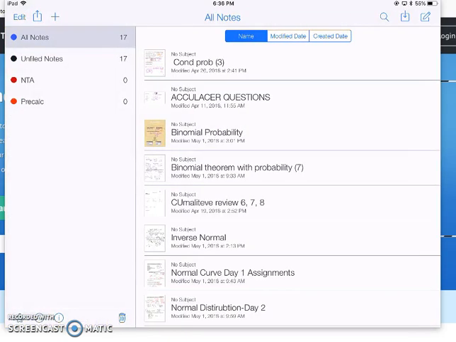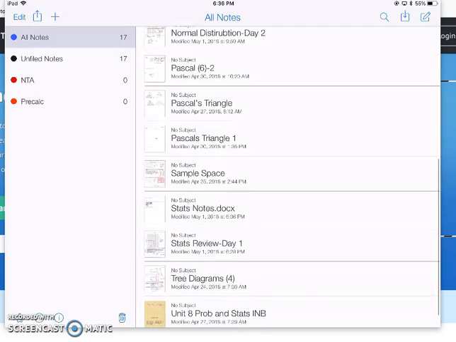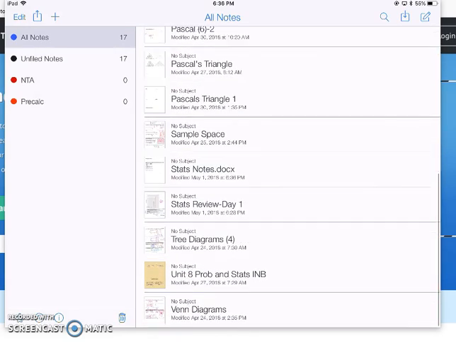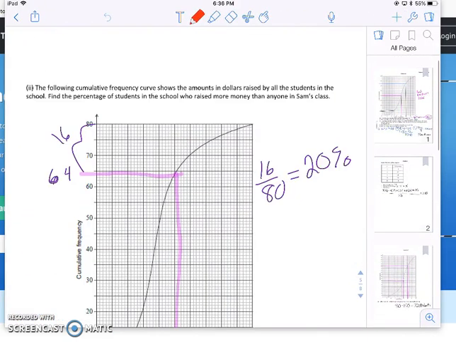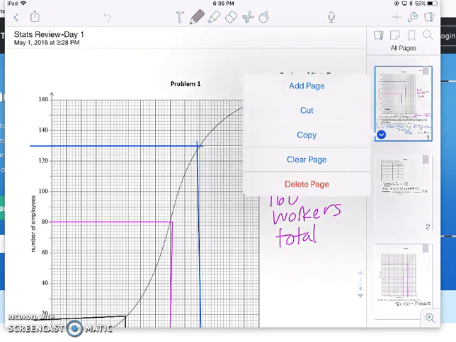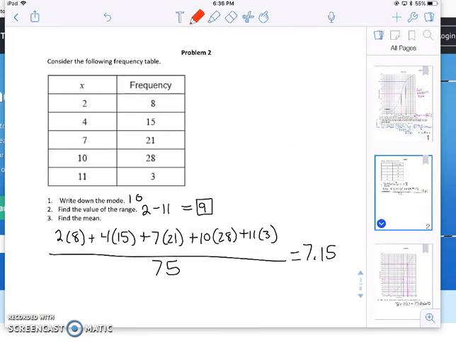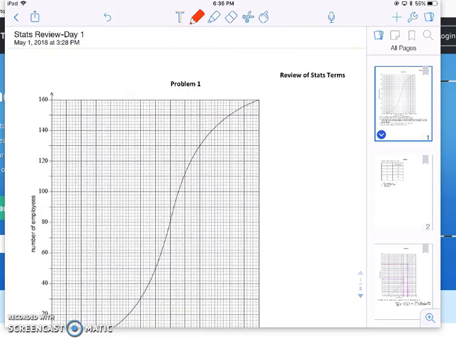So let's take a look at a couple problems here from tonight's assignment. It looks really long, but it's not terrible. It just takes up a whole bunch of room because the graphs were so big. So we're going to take a look at the first two together.